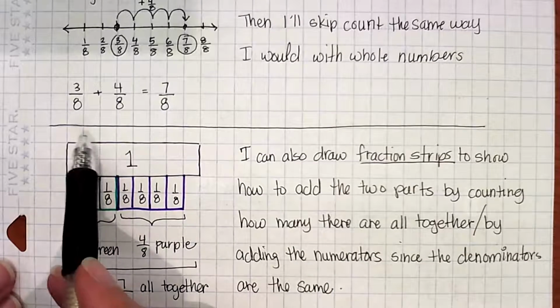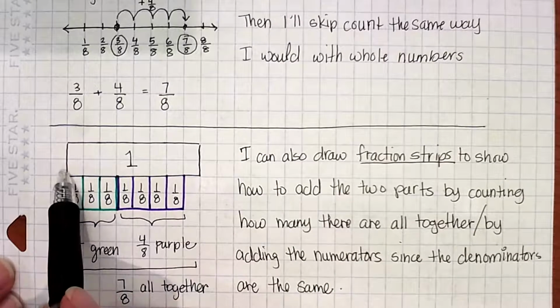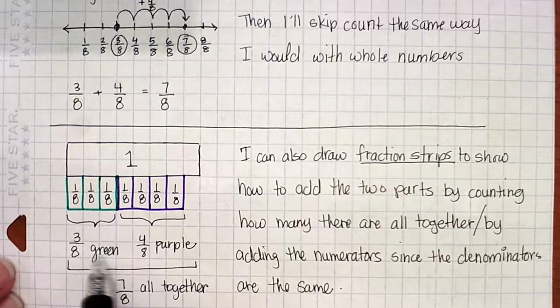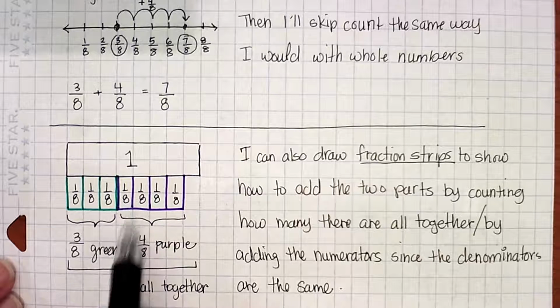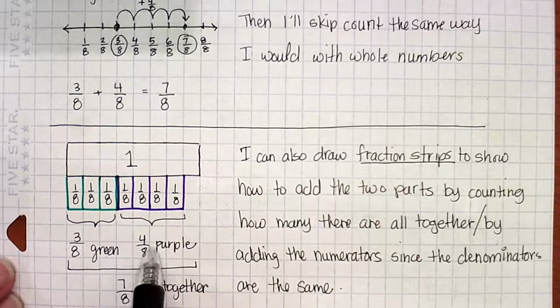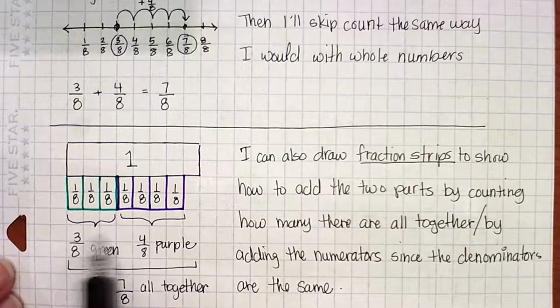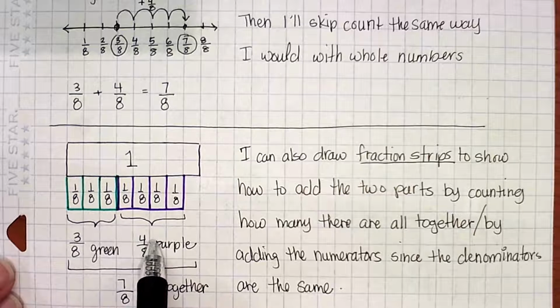So here I drew a fraction strip. I drew my 1 whole so that I know how big my 1 whole is. I drew 3 of my 1/8 size pieces with green. And then I drew 4 of my 1/8 size pieces with purple to show 3/8 plus 4/8.